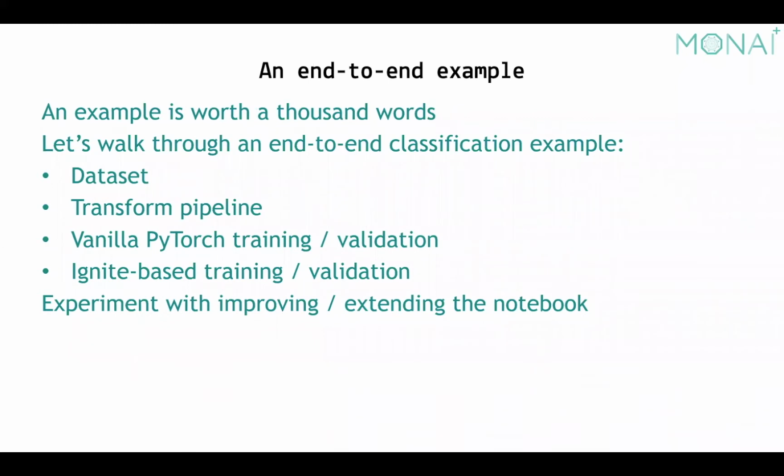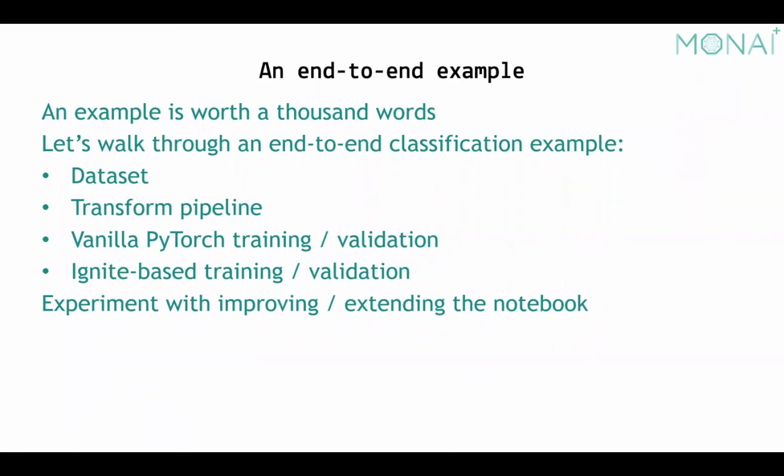So that's enough talking from me. The example lab that we have coming up is worth 1,000 words. What we're going to do is walk through this end-to-end classification example, downloading the data set, building a transform pipeline, and we're going to look at the journey from a vanilla PyTorch training and validation loop to starting to adopt Ignite. And you can see how PyTorch and Ignite and MONAI interact very happily together, coexist very happily together, and you never have to rewrite half of your code base. So let's jump straight to that.